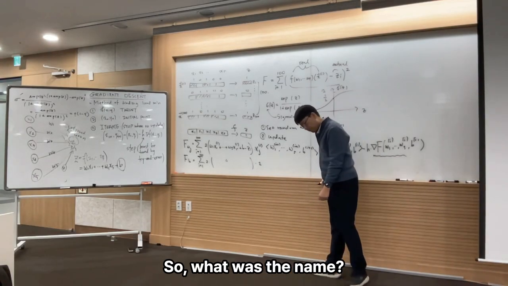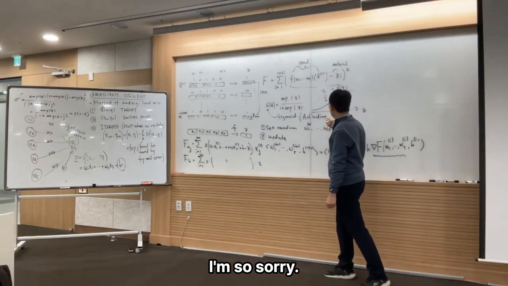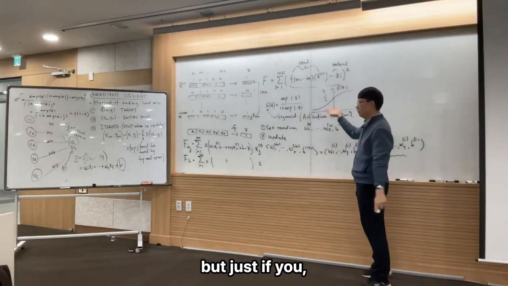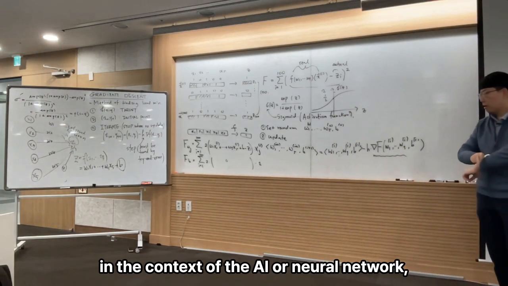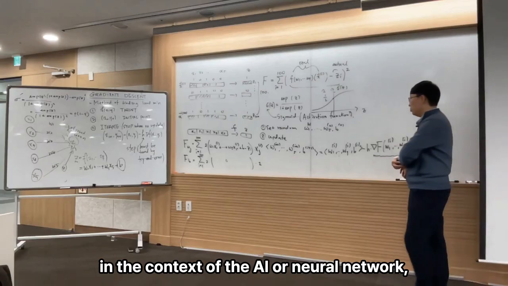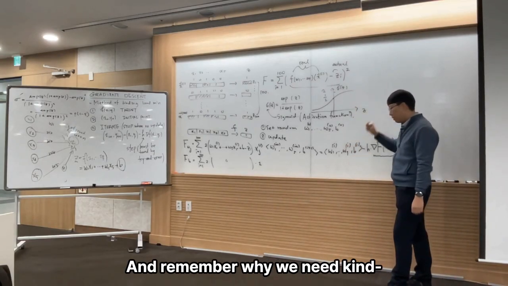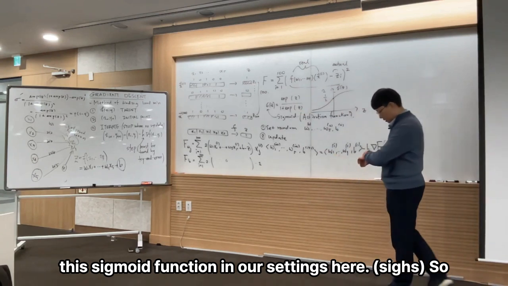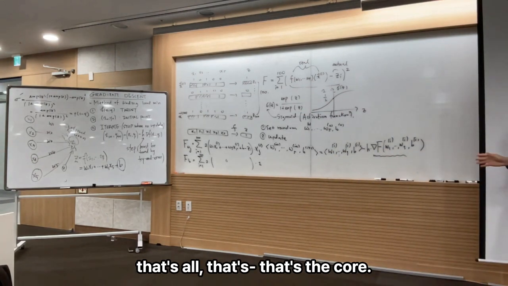So what was the name? Activation function? Sorry, I'm not sure about the name. But if you see this kind of name in the context of AI or neural networks, you can imagine the sigmoid function as an example. And remember why we need this sigmoid function in our settings here. So that's all. That's the core.